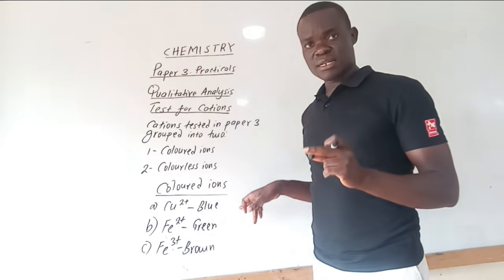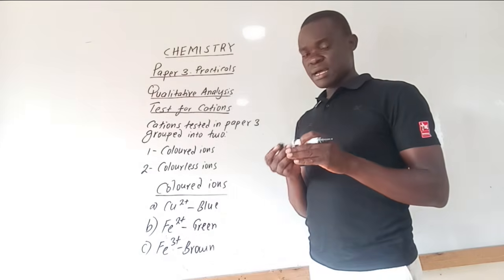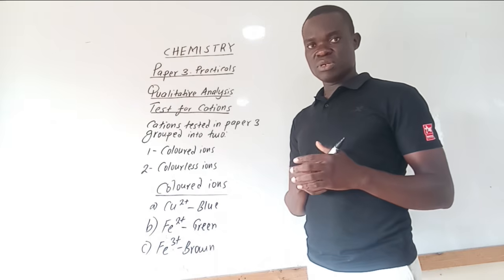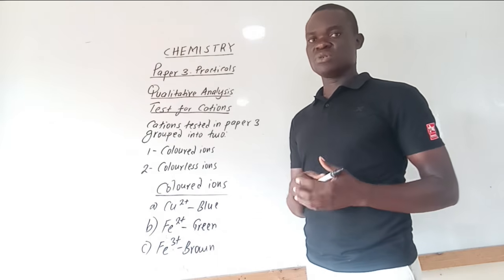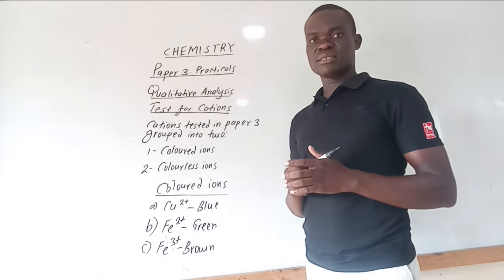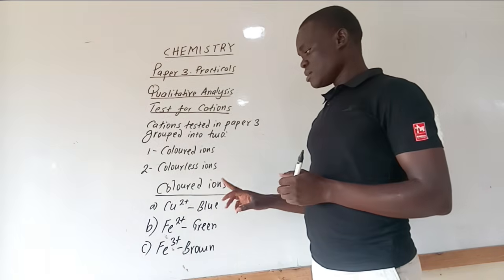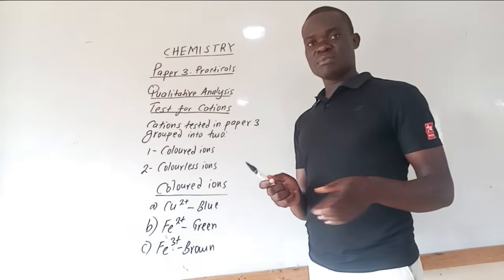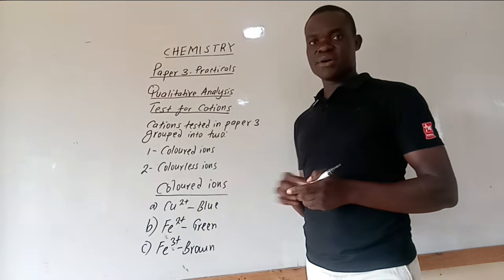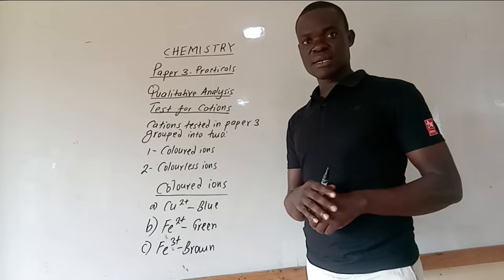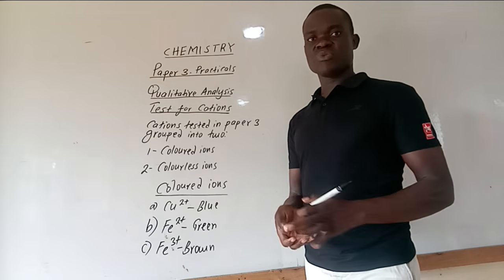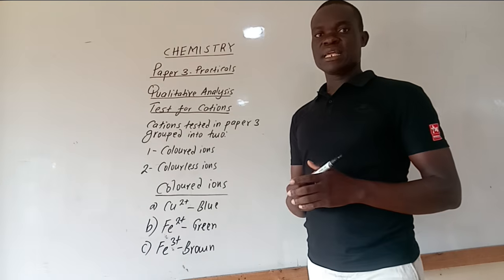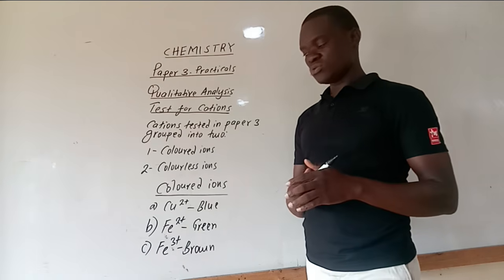These colored ions are always tested when we are dissolving a given solid in water to form a solution. When the solution appears colorless, it means all these colored ions are absent. But when the solution appears blue, we can conclude that copper 2 ion is present. When the solution is green, we conclude that iron 2 ion is present. And when the solution is brown, our conclusion is iron 3 ion is present.